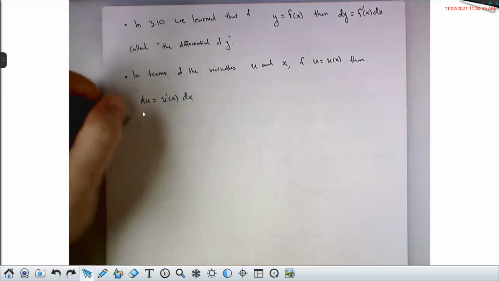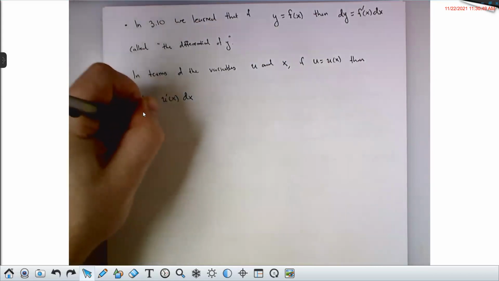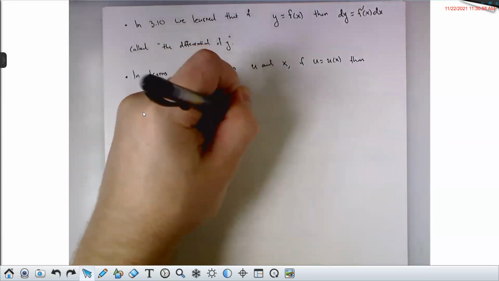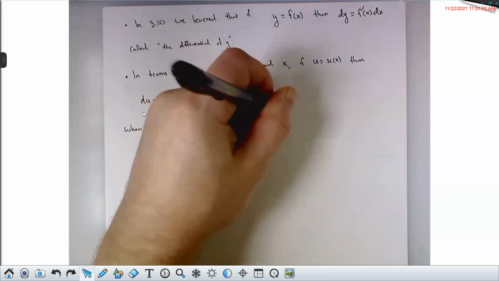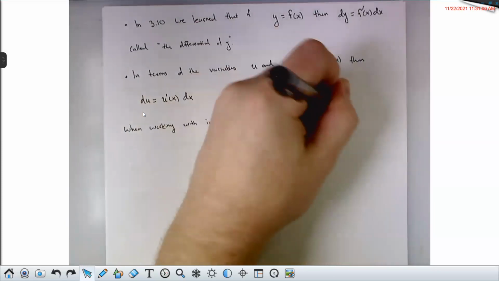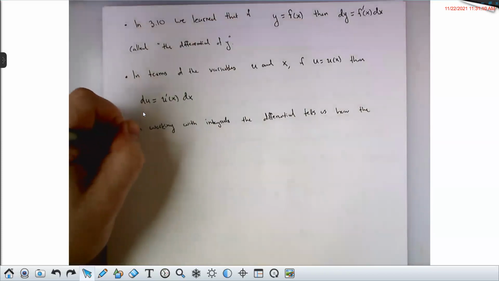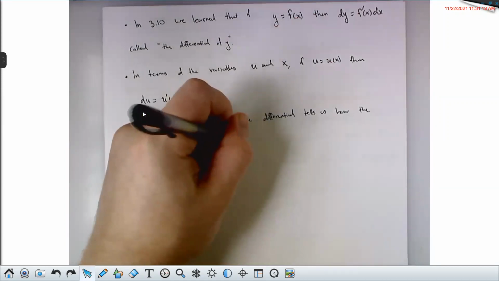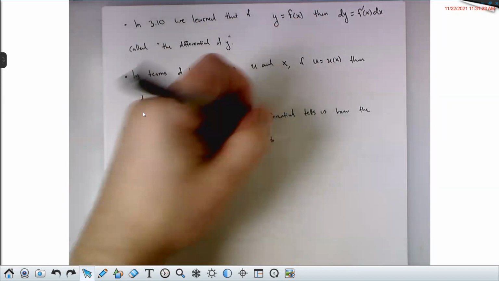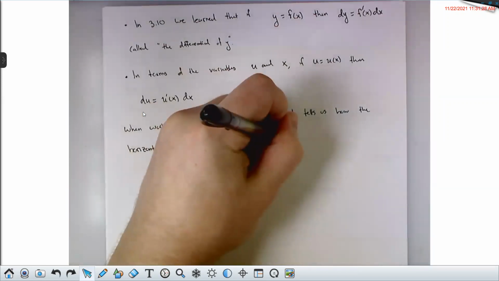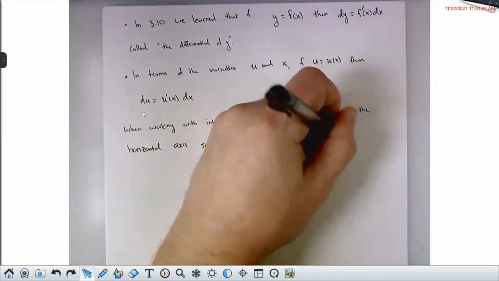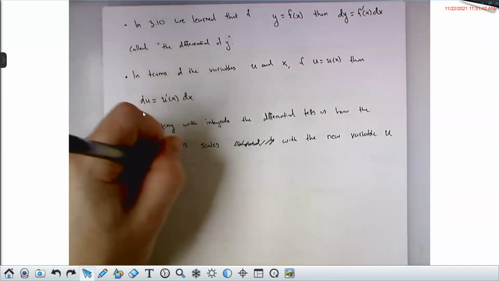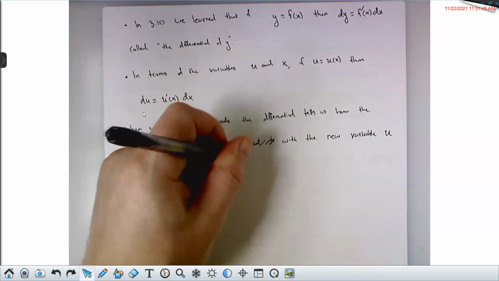For example, when working with integrals, the differential tells us how the horizontal axis scales with the new variable u compared to the old variable x.